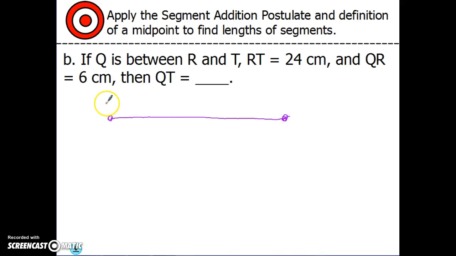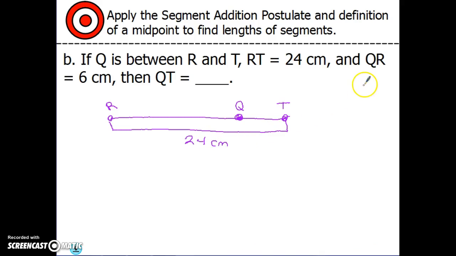Q is between R and T. So if this is R and this is T, Q is right here. Notice we were given the length of RT. RT would be the whole thing. So I'm going to draw a box here to show that I'm taking the whole thing. So the whole thing is actually 24 centimeters.